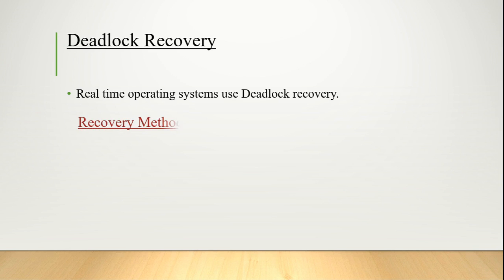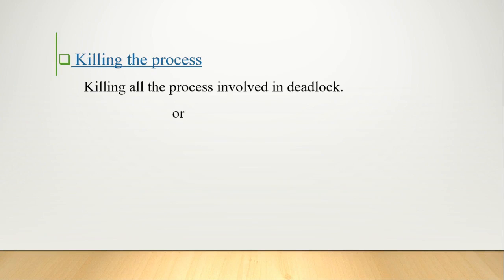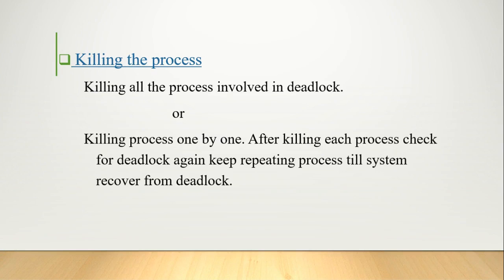Next is deadlock recovery. Traditional operating systems such as Windows don't deal with any deadlock recovery mechanisms, as it is a time and space consuming process. Real-time operating systems use deadlock recovery. Generally there are 3 recovery methods: killing the process, resource preemption and rollback. First, killing the process: killing all the processes involved in deadlock, or killing each process one by one. After killing each process, check for the deadlock again. Keep repeating until the system recovers from deadlock.